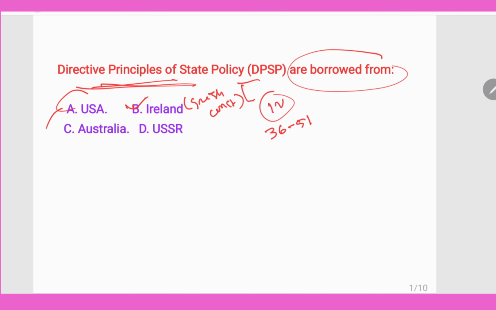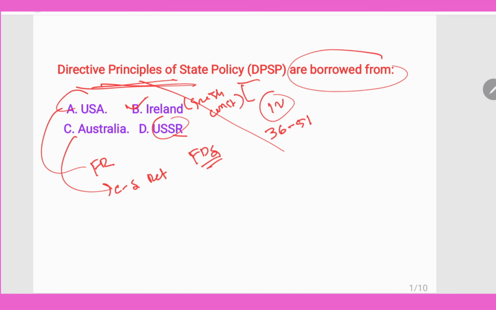Okay. From USA, we borrowed fundamental rights. Okay, from Australia we borrowed concurrent list, center-state relations. Okay, from USSR we borrowed fundamental duties. Okay, these are some extra points you have to remember. The DPSP says about the welfare state. It says about the welfare state.